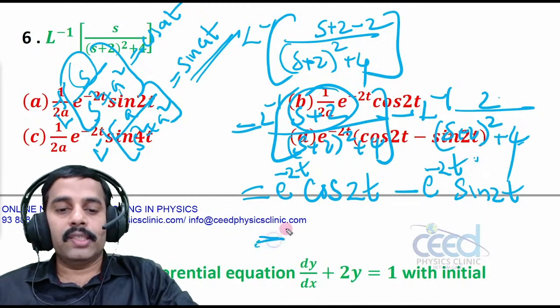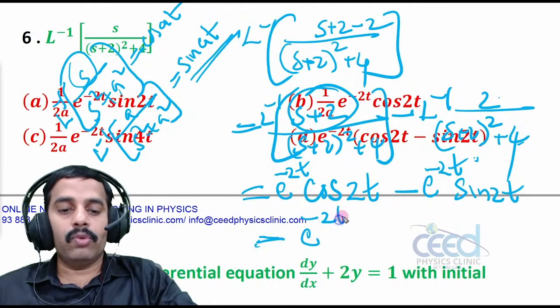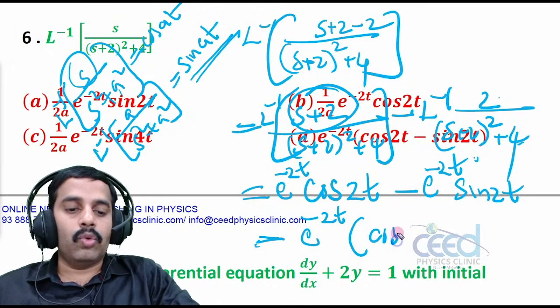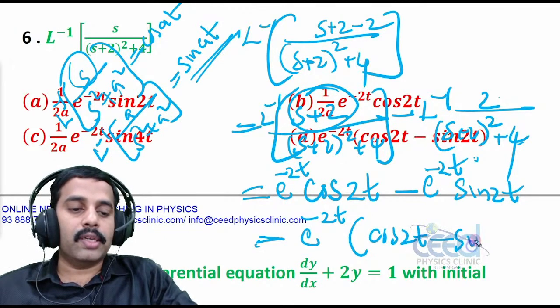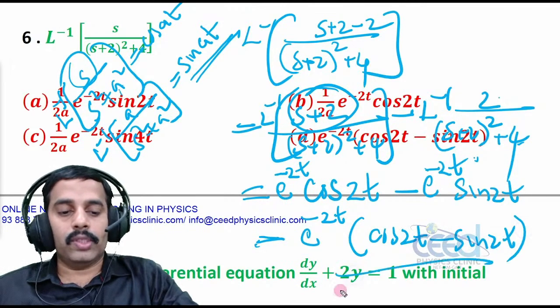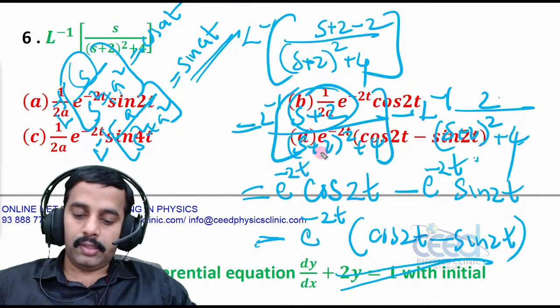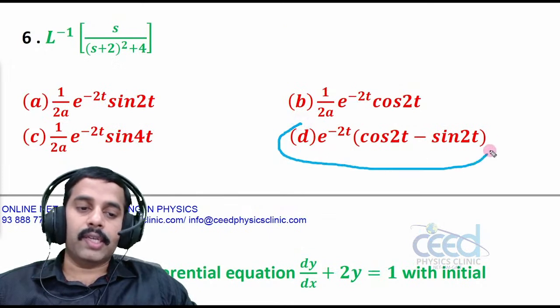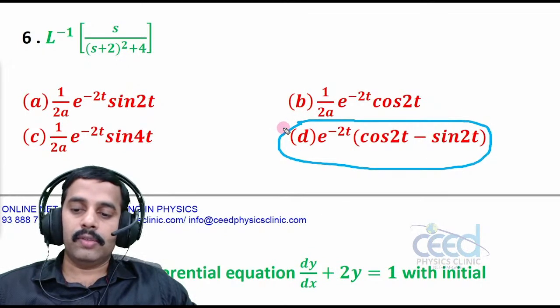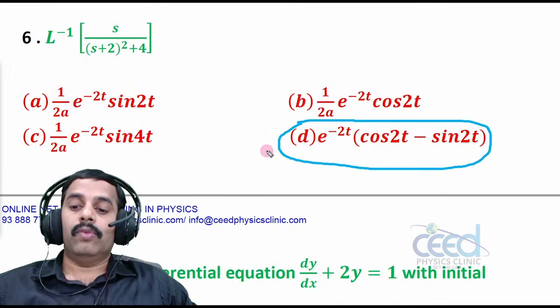So you can take this e raised to minus 2t out. What is remaining? Cos 2t minus sin 2t. So which one is the option? Option D is correct, right? Option D is correct. Alright?